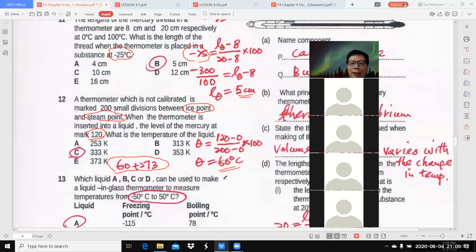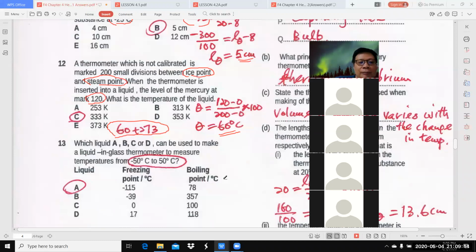Okay, question 13. Why is the answer A? Which liquid, A, B, C or D, can be used to make a liquid-in-glass thermometer to measure this temperature range, negative 50 to 50? Why do we choose this liquid?